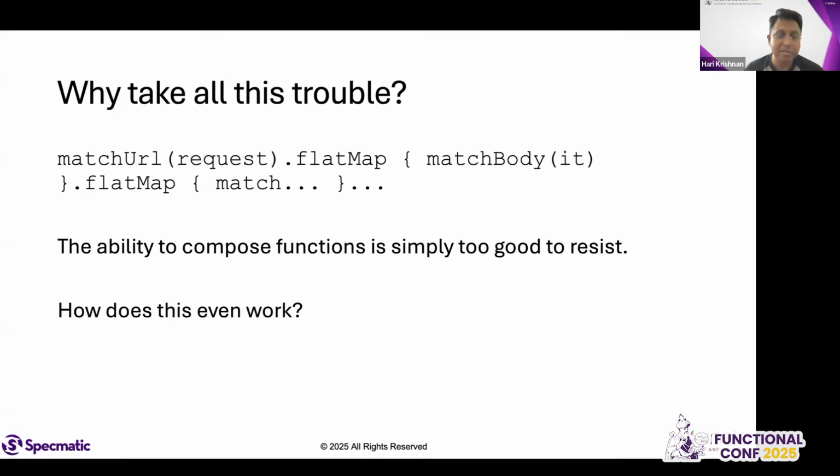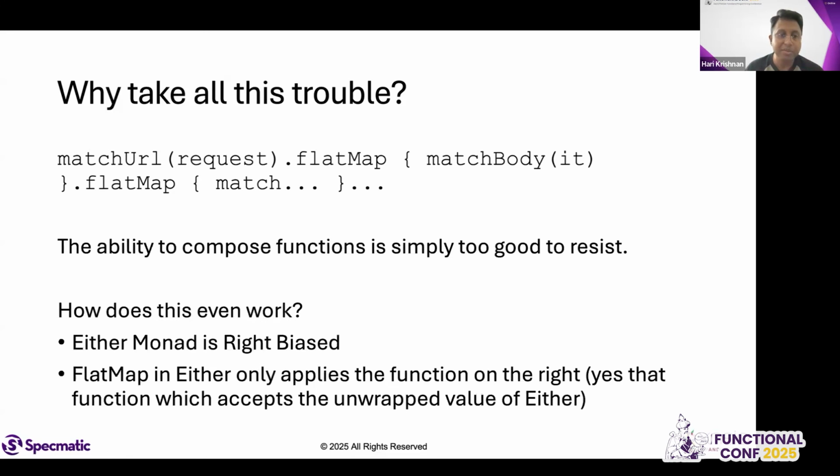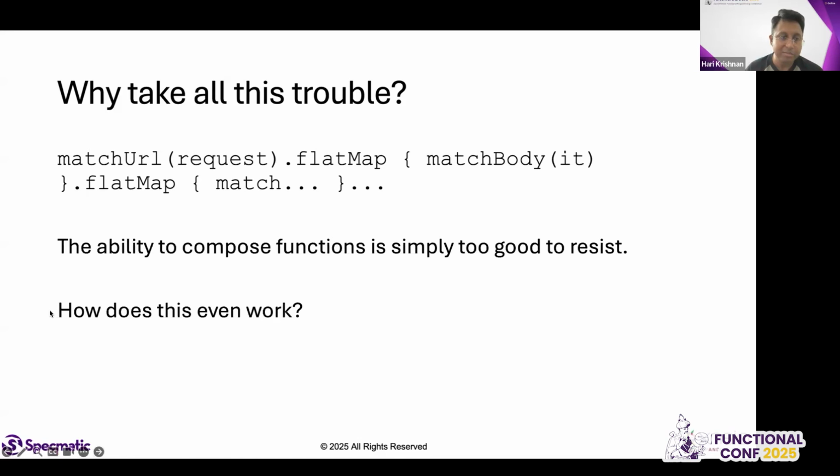And how does this even work? I already told you that the either monad has two values, right? And if I have to keep doing flat map, flat map, flat map, which value will get passed? How can I even assume the request is being passed? And that's where this part comes in, which is that the either monad is a right-biased monad.